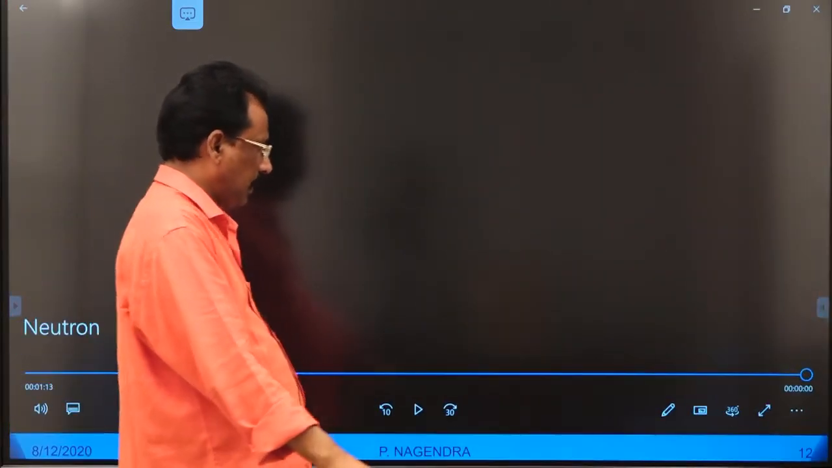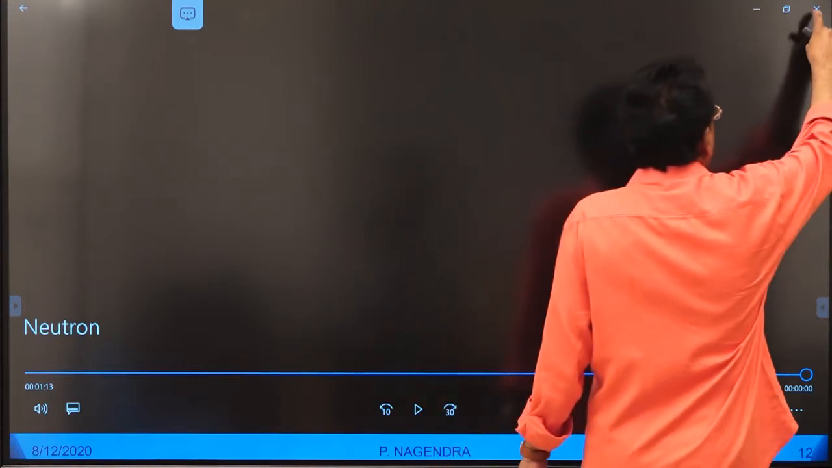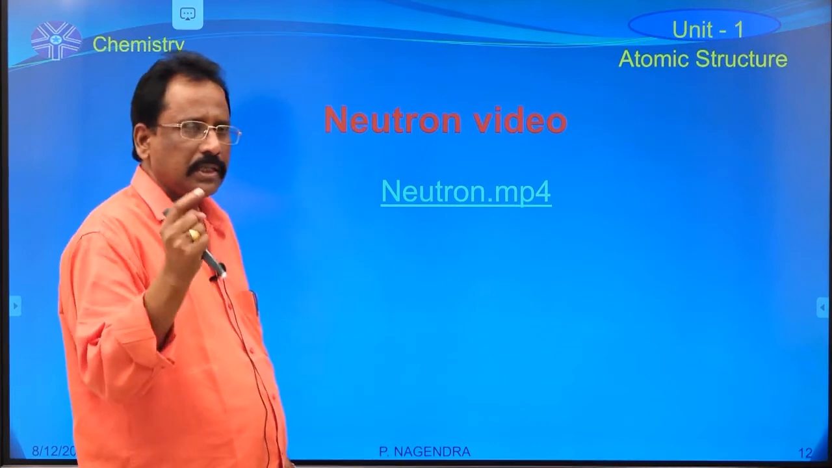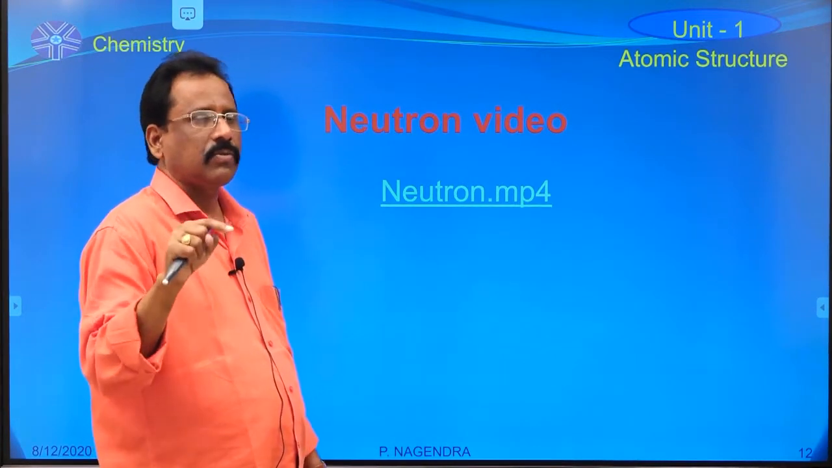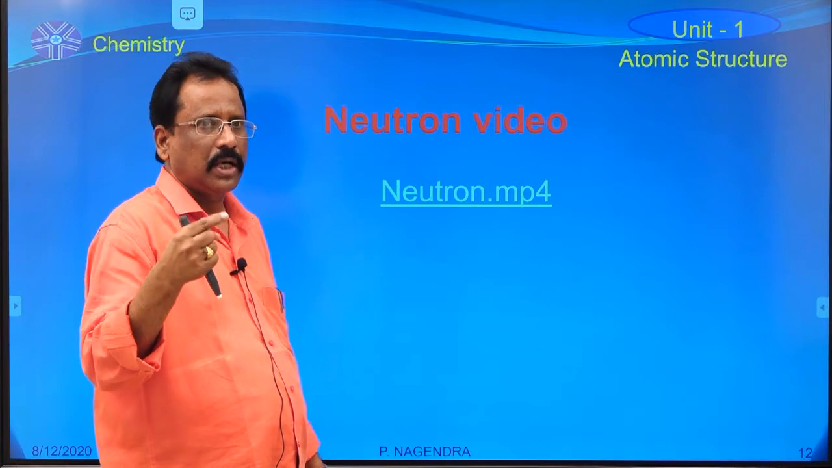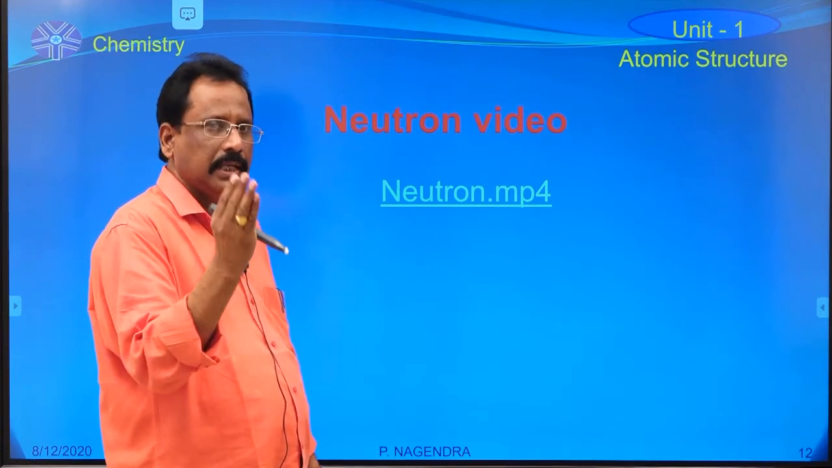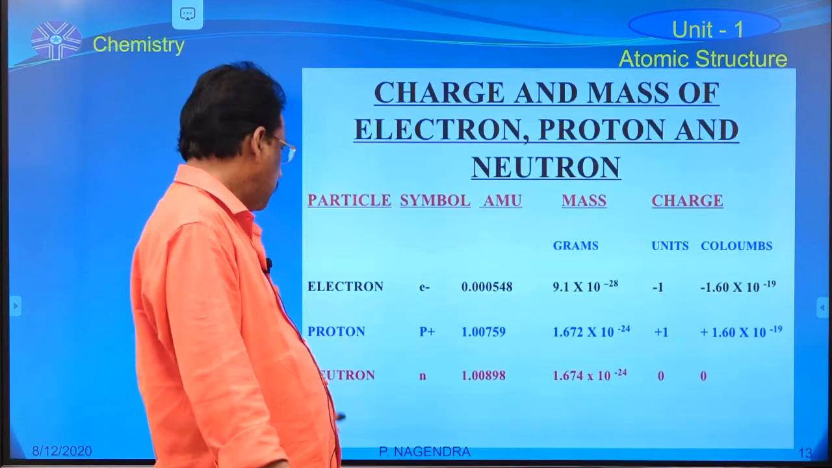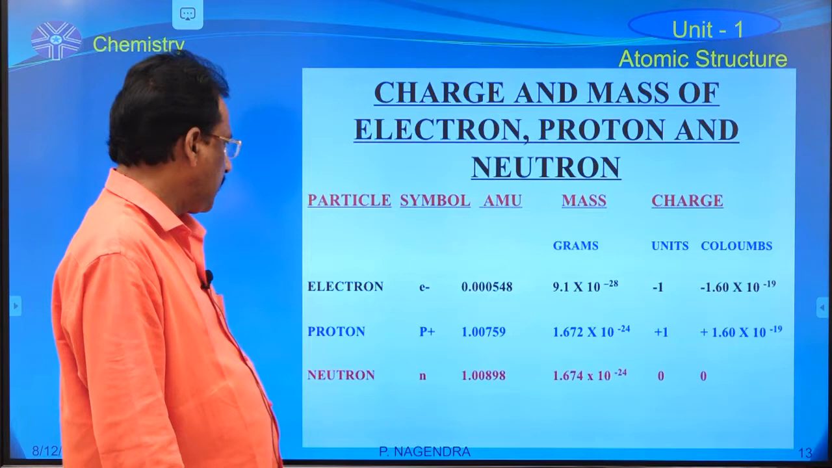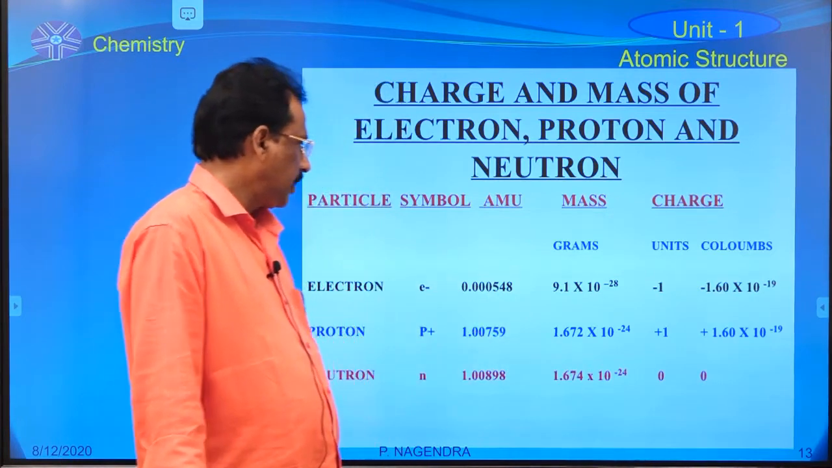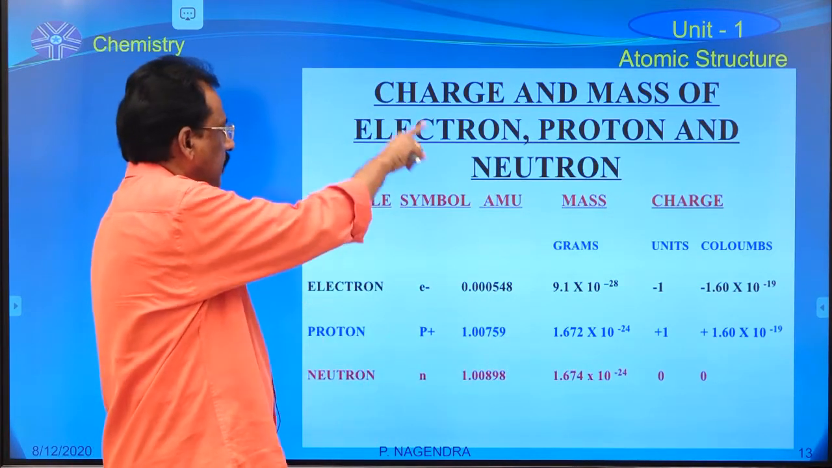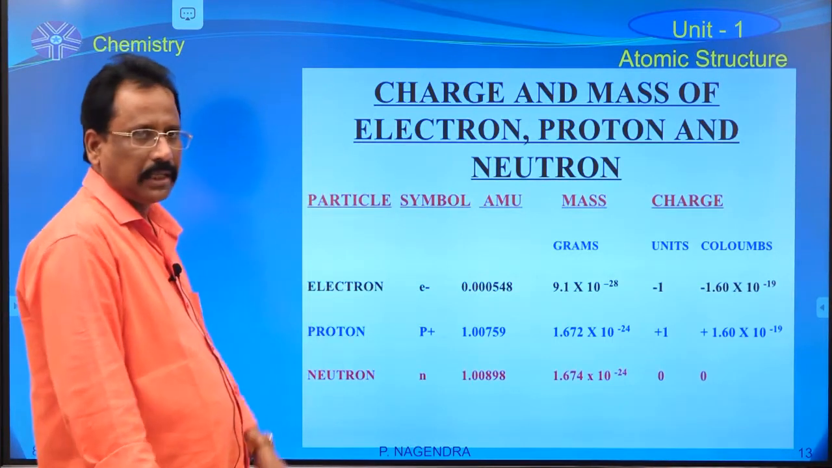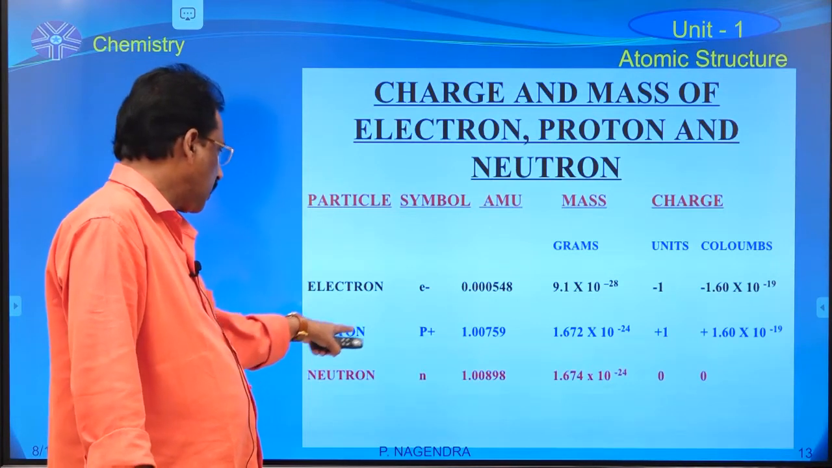So this is about the discovery of the fundamental particle neutron. A very important point is that neutron is a neutrally charged particle. That's why the specific charge of the neutron is 0. But its mass is slightly more than the proton mass, and its value is 1.675 into 10 power minus 24 grams. This slide indicates the symbolic representation of the electron, the symbolic representation of the proton.